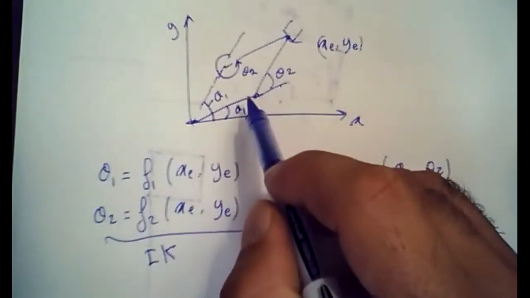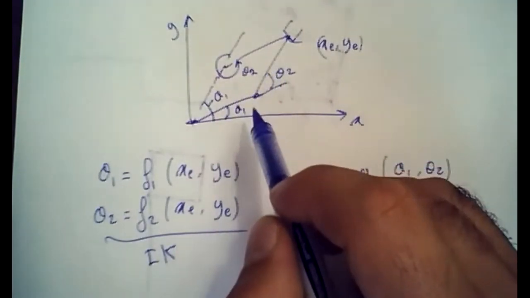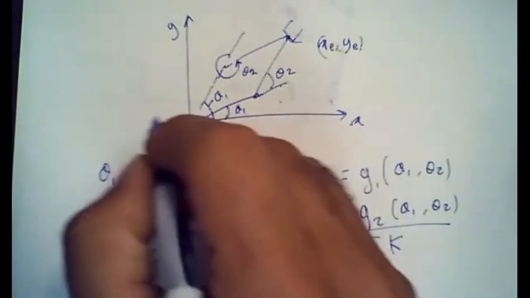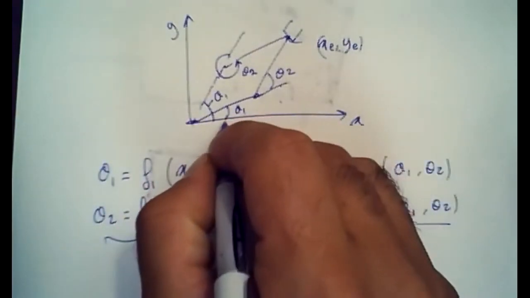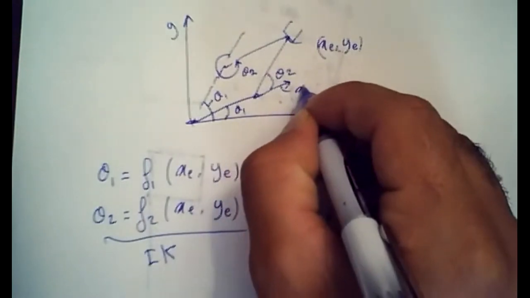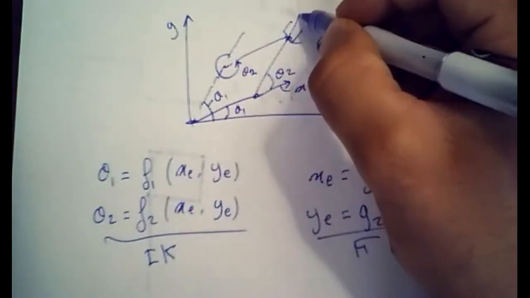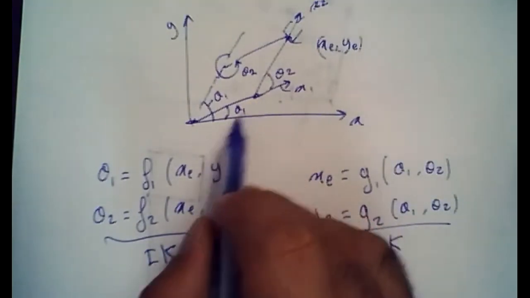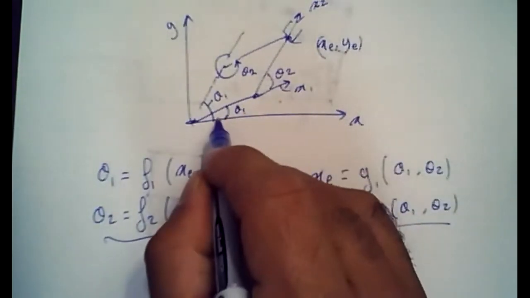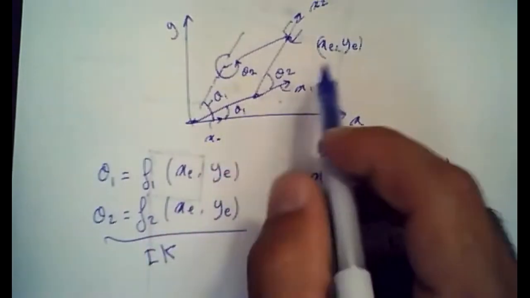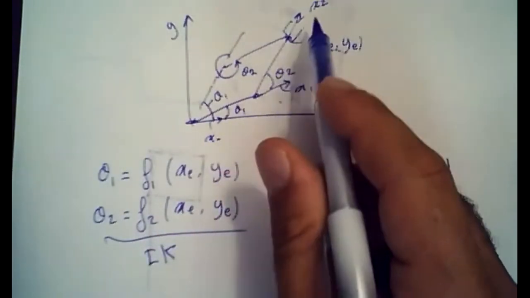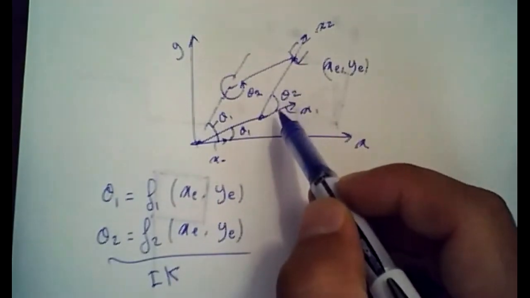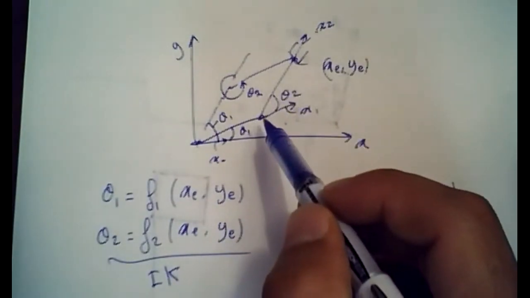So what we said basically, Theta 1 is the angle between x0 and x1, where this is my x0, this guy is my x1, and x2 is like this. Theta 2 is the angle between x1 and x2 about z1, right?